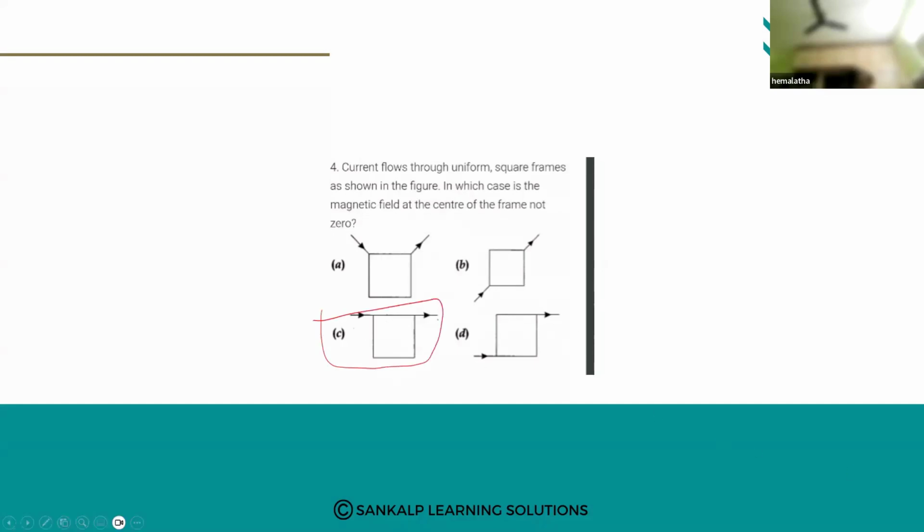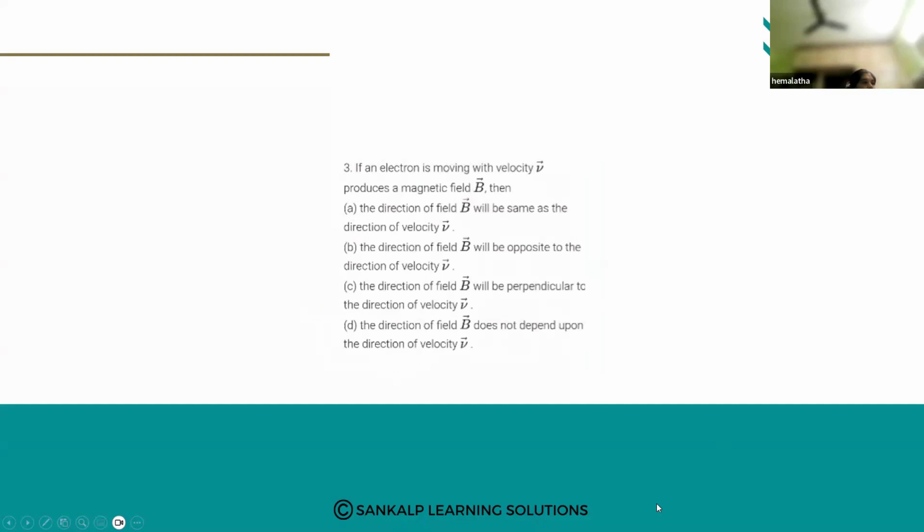Okay. Next one is, when an electron is moving with velocity v and produces a magnetic field B, then direction of field B will be same as the direction of velocity V.